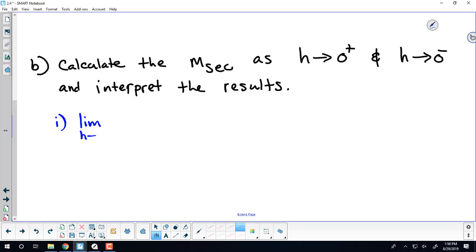So we're asked to compute two limits. Now remember, from part A, we found that the slope of the secant line was given to us as 1 over the cube root of h squared.